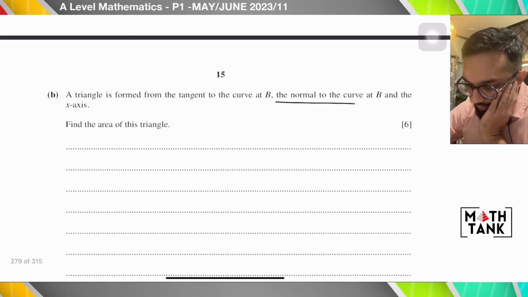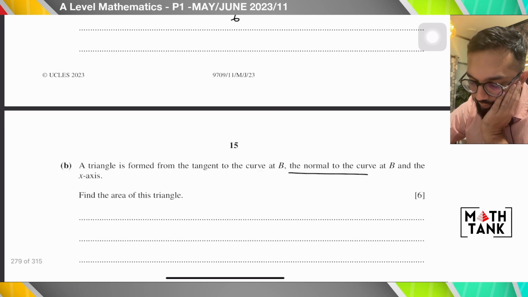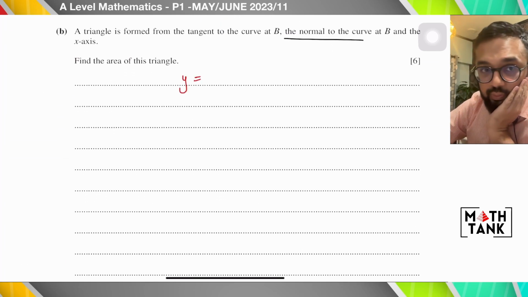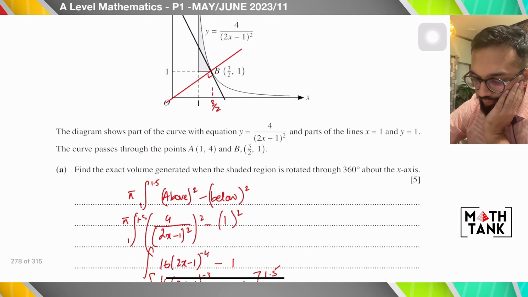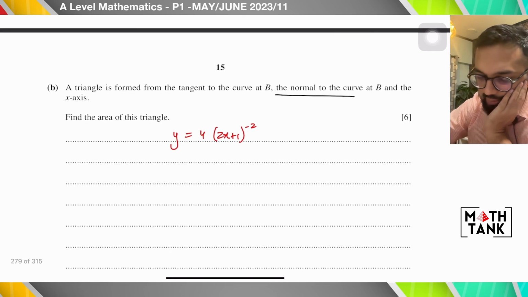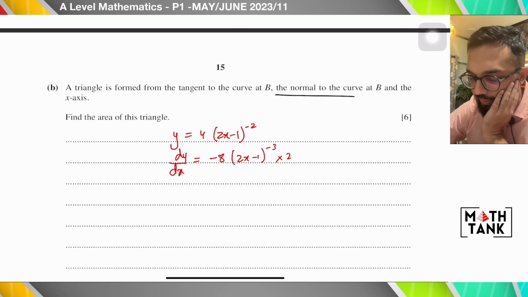What do I need to find? Find the area of this triangle. So it's a long question. So first I'll have to differentiate this. I know that this is a differentiation question, so let's just take it up. I have 4 times 2x minus 1 power minus 2, minus 1. So dy by dx will be minus 8 times 2x minus 1 power minus 3, into 2. So minus 16 times 2x minus 1 power minus 3.